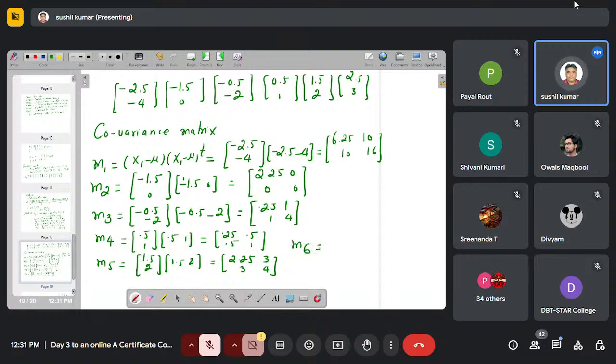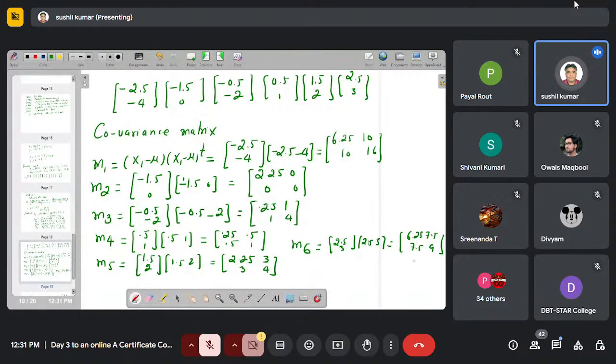Okay, similarly m6 I will calculate here. So it will be 2.5 and 3, and here 2.5 and 3. So it will be 6.25, 7.5, 7.5 and 9. So the covariance matrix, I have calculated.